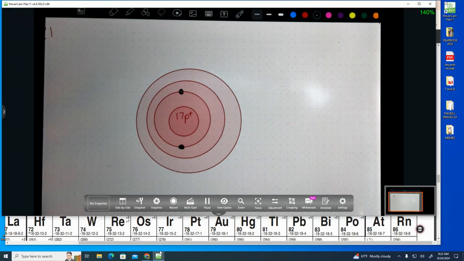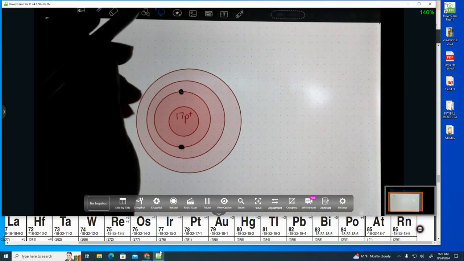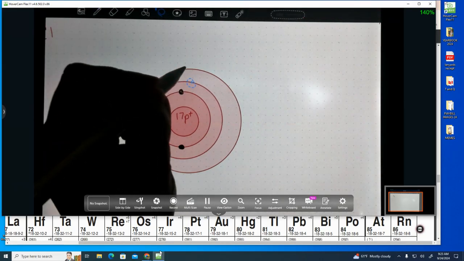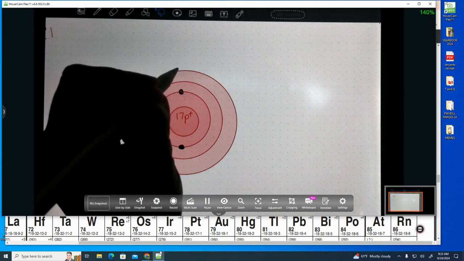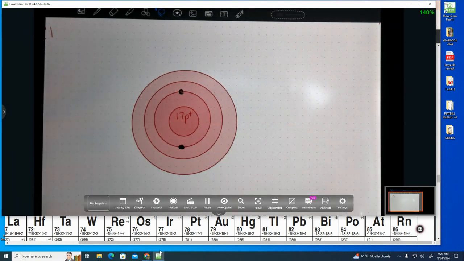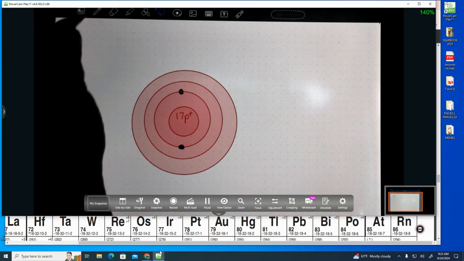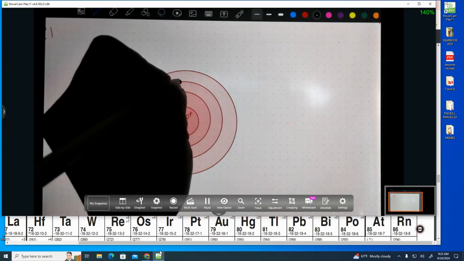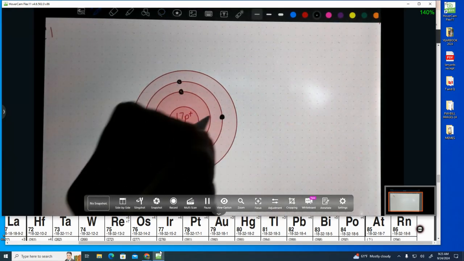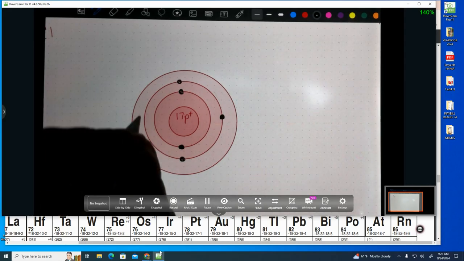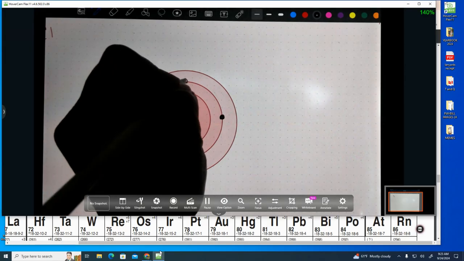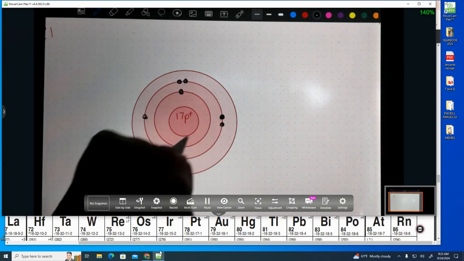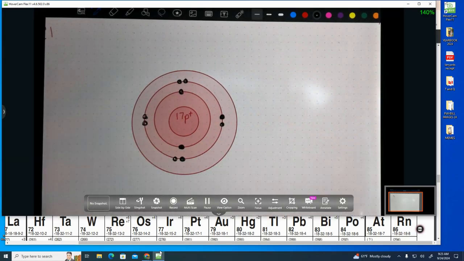The next level, my circles are not very circling. There we go. Is that a little bit better? The next level has how many electrons? 8. And we're going to put them as 12, 3, 6, 9. And that's the first 4. And the second ones are going to go at 12, 3, 6, and 9. And now I have 8 in the second ring.